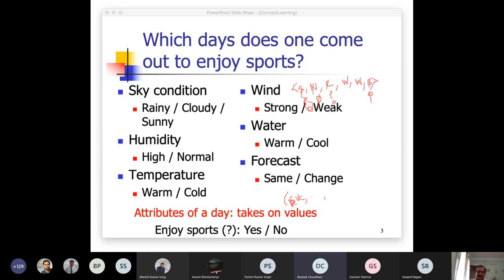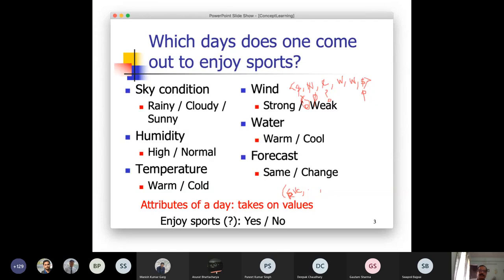Sir, you wrote the hypothesis the first time. In this, wind is strong, but here you write weak. Then there will be no record for this. I don't understand that part. What are you saying? Can you explain once again?